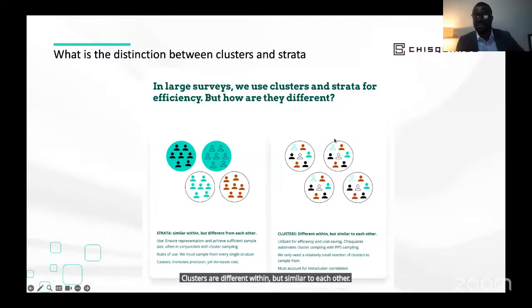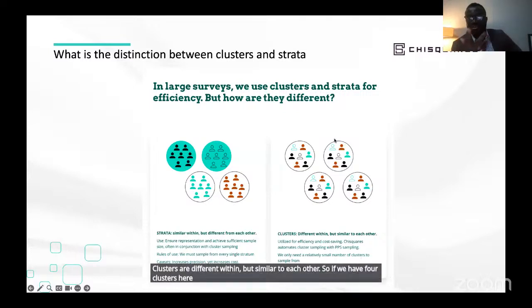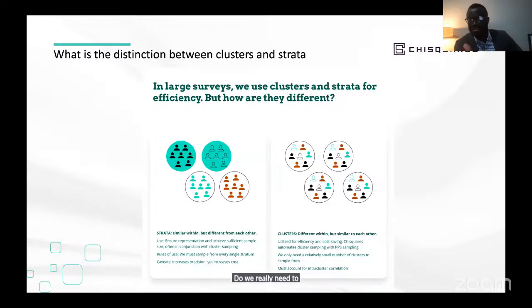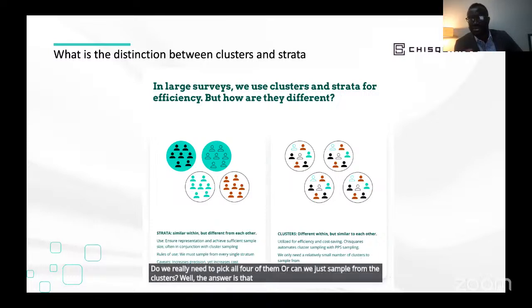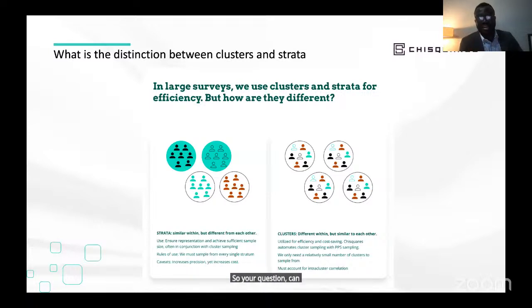So if we have 4 clusters here, the question is, if all the clusters are the same, do we really need to pick all 4 of them? Or can we just sample from the clusters? Well, the answer is yes, we can just sample from the clusters, because the assumption is that one cluster is like the other cluster, which is like the other cluster. So your question, can we stratify and cluster? Yes, we can. But in a chain of decision making, you have to decide first, are we stratifying?